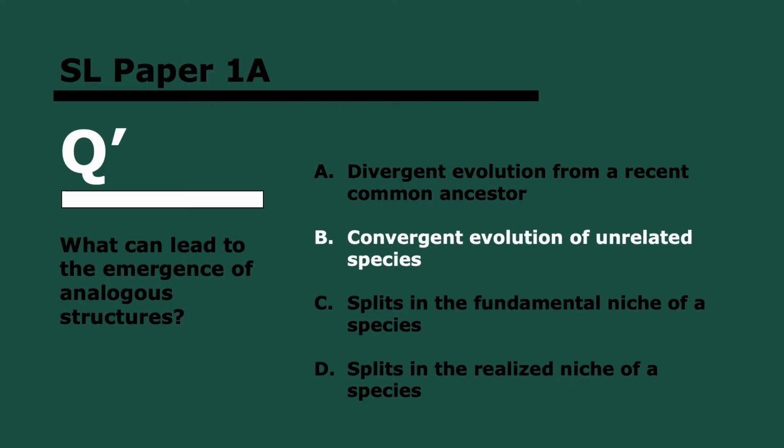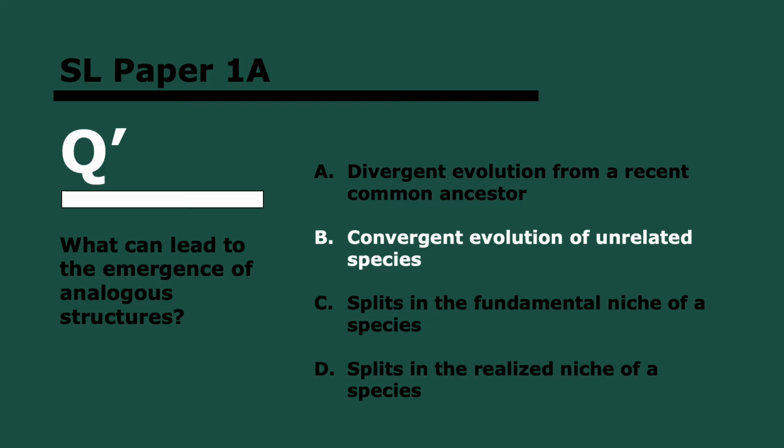Well, it's B. Why? Because analogous structures, remember, are structures that have the same function, but they are in organisms with a different evolutionary past. Whereas A, divergent evolution from a recent common ancestor, that's homologous structures. So just remember those definitions, right? It's the opposite. Homologous structures are similar structures, but they don't have the same function. Analogous have the same function, but they come from a different common ancestor. So they don't have a common ancestor, sorry.